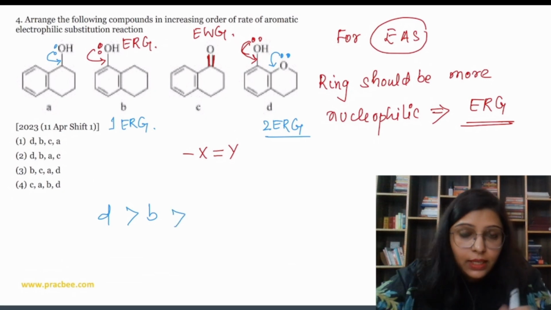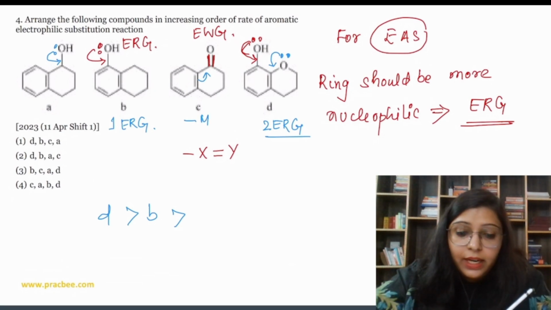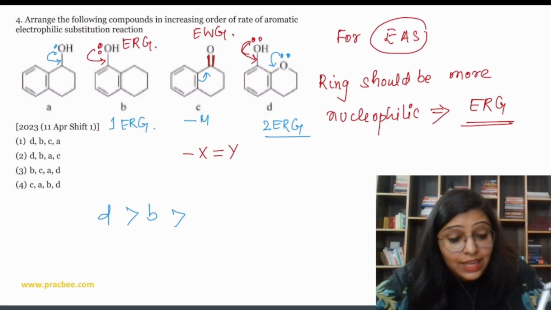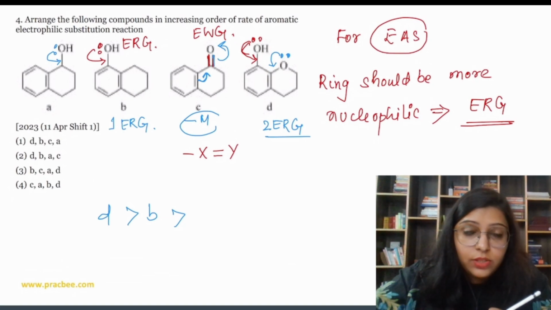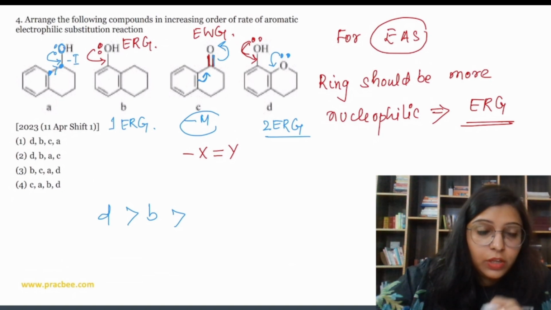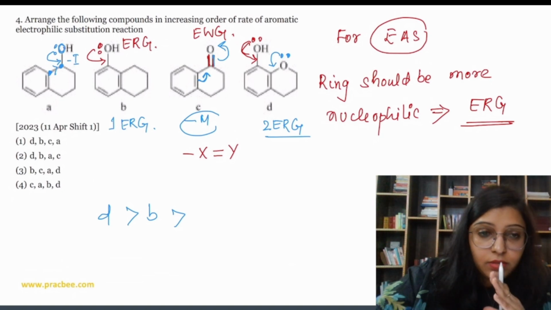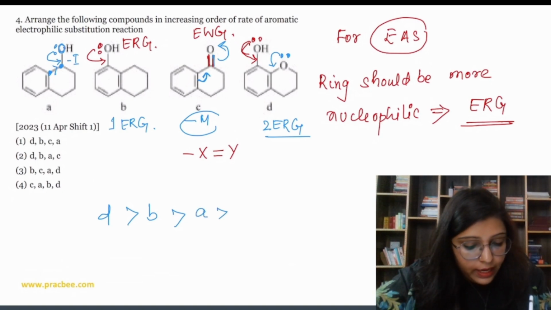Now out of A and C, here we have minus M effect. Here we have minus I effect and minus M effect, because it withdraws electrons due to resonance. But here it doesn't happen. So what happens? Now this carbon is bonded to a more electronegative atom, so we can have a little bit of minus I effect, because the inductive effect operates at any position. So we can say D, B and then A and C. So that is going to be the answer.